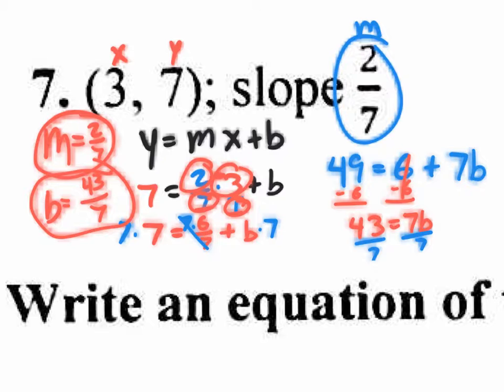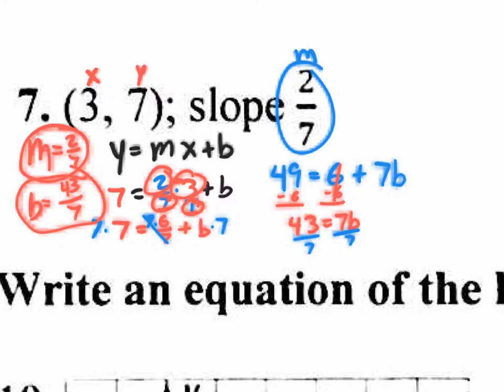Now, it would be nicer if it was 49 over 7. That way you could actually divide 49 by 7. Or 42 over 7, but right here 43 over 7, you can't do anything about it. But who cares? Let's just write our equation. Our equation will be y equals 2/7 x plus 43 over 7.